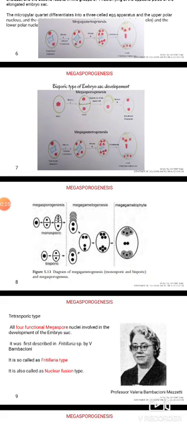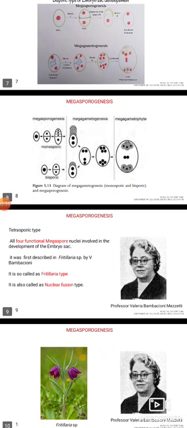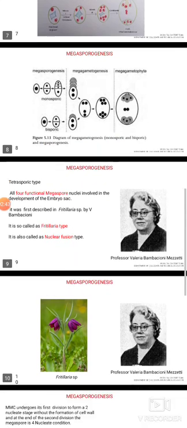Tetrasporic type. All the 4 functional megaspore nuclei are involved in the development of the embryo sac. It was first described in Fritillaria species, and it is hence known as Fritillaria type. It is also known as nuclear type.